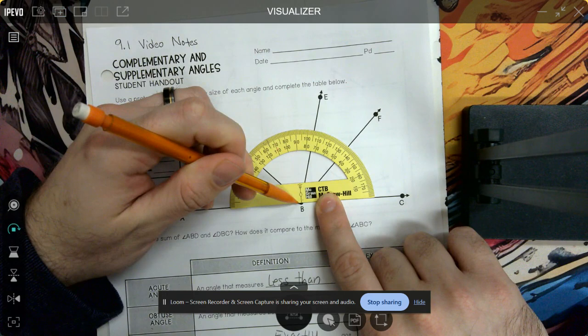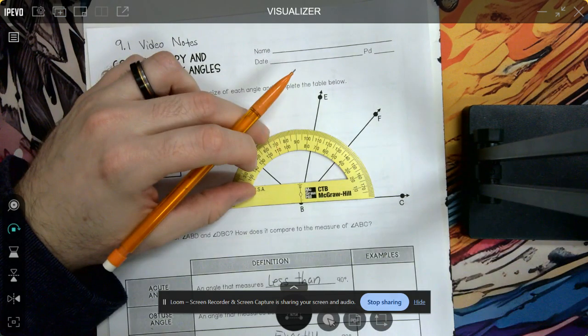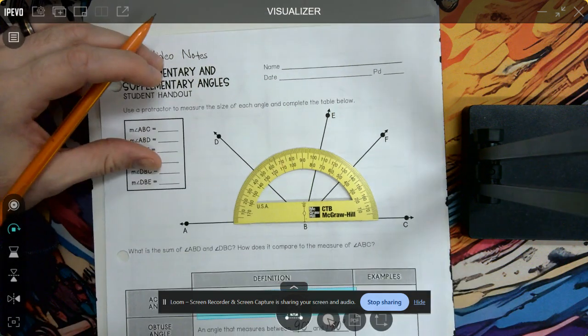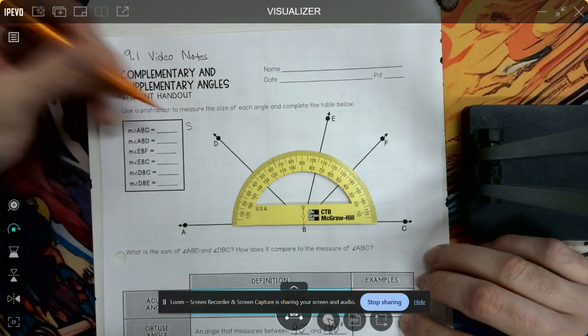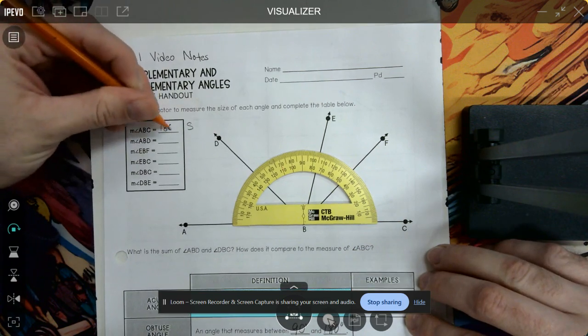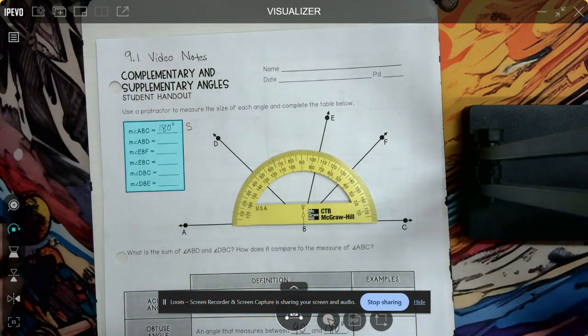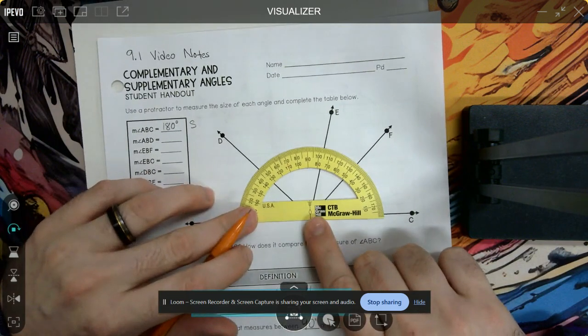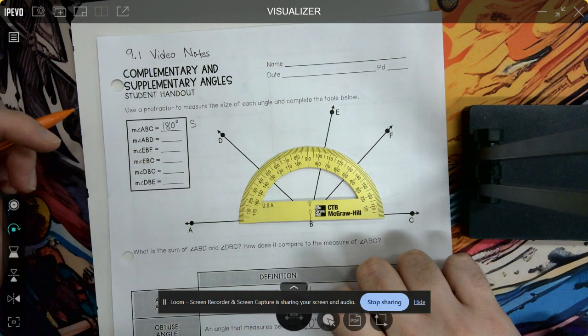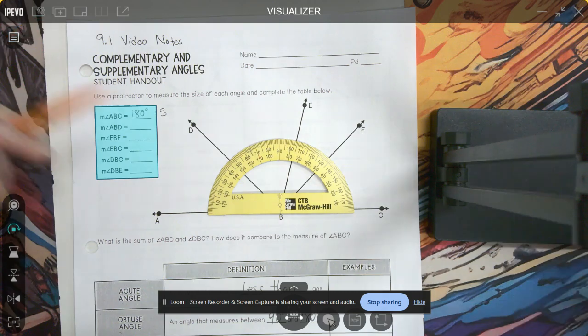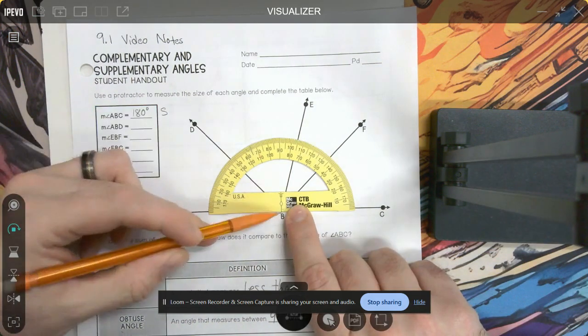What kind of line is that? Is that a straight line? Yes. So it's a straight line. So we are going to label in our box S for straight. S for straight. And that's 180 degrees. Good. Now let's measure ABD. So B, look for A. Okay, so I can see A, B, and then D.